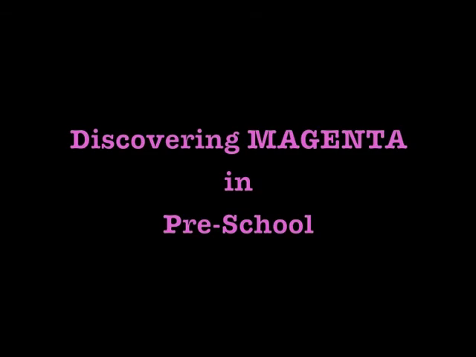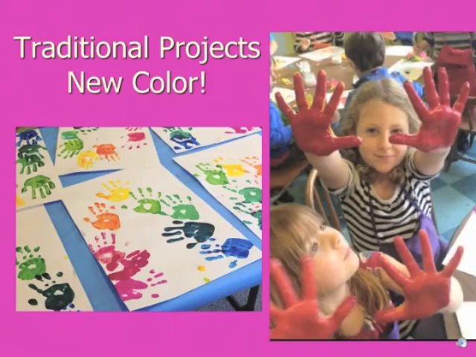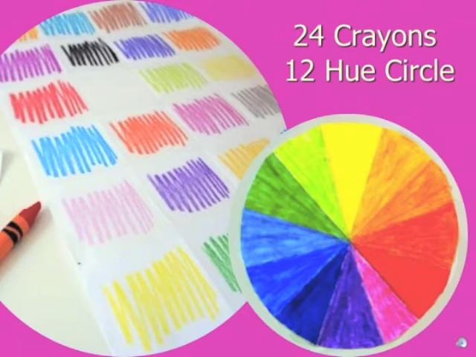In the early years, it's all about giving students the opportunity to discover magenta by finding the right magenta to include with all the other materials. Then it's simply a matter of doing traditional projects with a new color, handprints using magenta and yellow to make red, or a box of 24 crayons so that you can get the right colors for a modern color wheel.